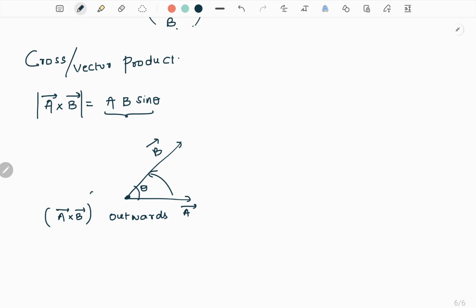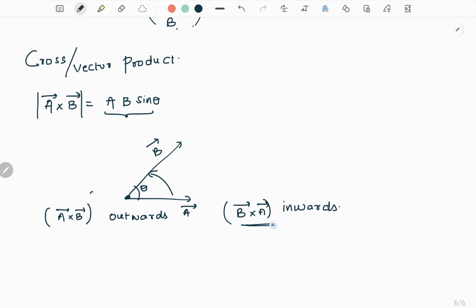Similarly, for the same two vectors, if you wish to determine the direction of B cross A, we follow the same procedure. Redraw the two vectors A bar and B bar such that the tails are touching each other. Then take your right hand such that the wrist joint is at the point where the two tails are touching each other, with the extended hand pointing along B bar, and then curl your fingers towards A bar. Then B cross A will be pointing inwards.